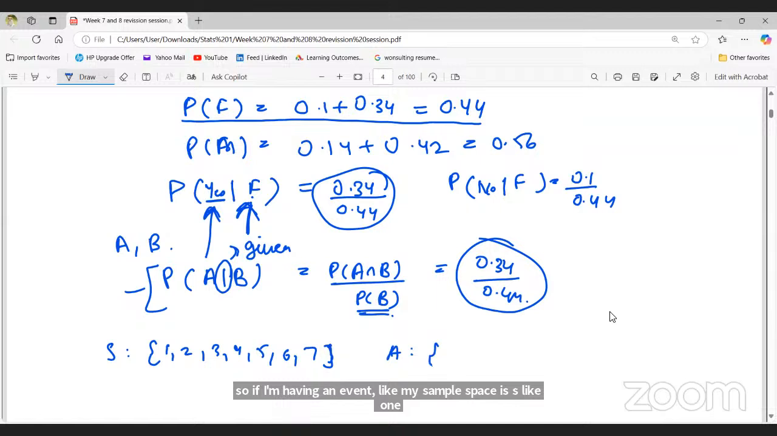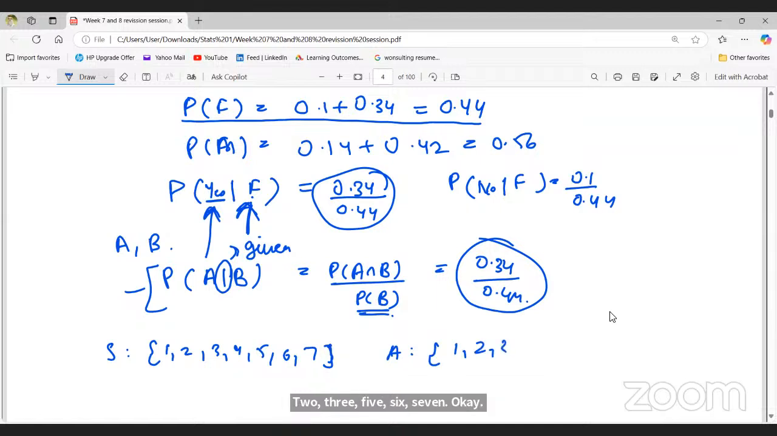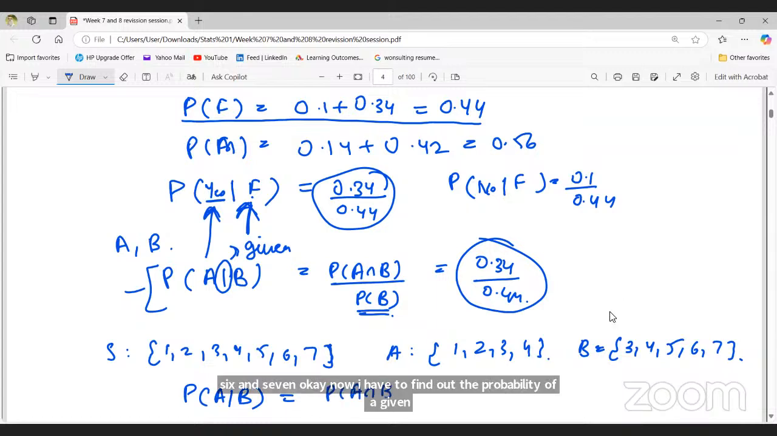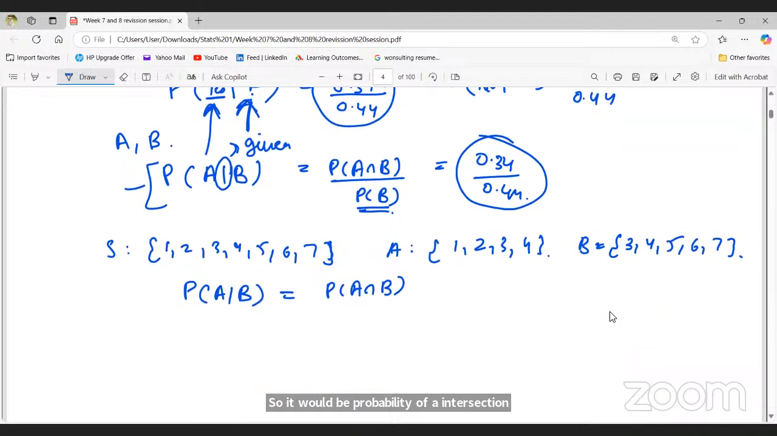Event A is 1, 2, 3, and 4, and my B event is 3, 4, 5, 6, and 7. Now I have to find the probability of A given B, right? So it would be the probability of A intersection B divided by the probability of B, right?